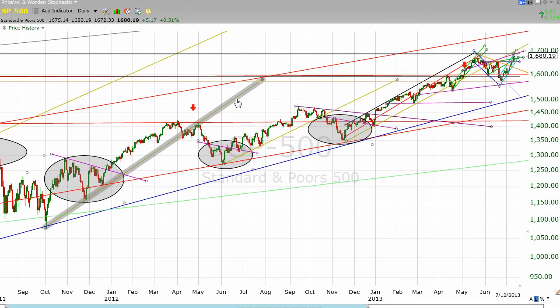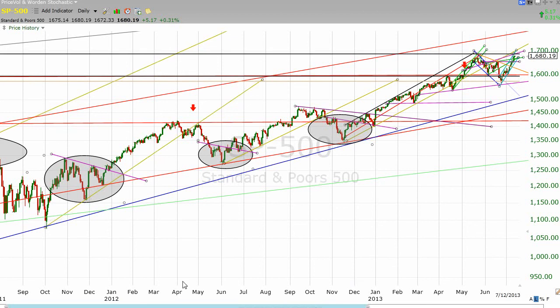We're never going to get over this line again. Never. It will never happen. But it doesn't have to happen in order for us to move way, way higher. Same thing with this line. Never going to get over this line again in the history of the markets. But there's no need for it to happen, because there's lots of room.